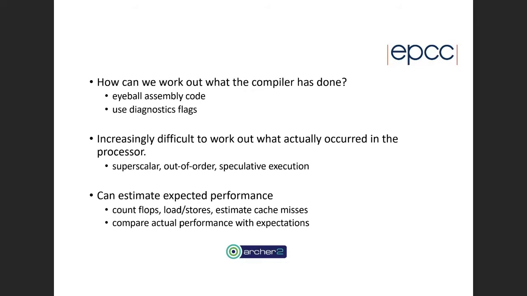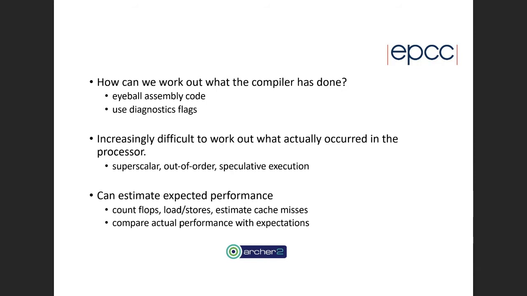So how do you work out what the compiler has done? Well, if you're brave and familiar with assembly code, you can look at the assembly code. Okay? But that's hard and scary. The other thing you can do is use diagnostics flags.